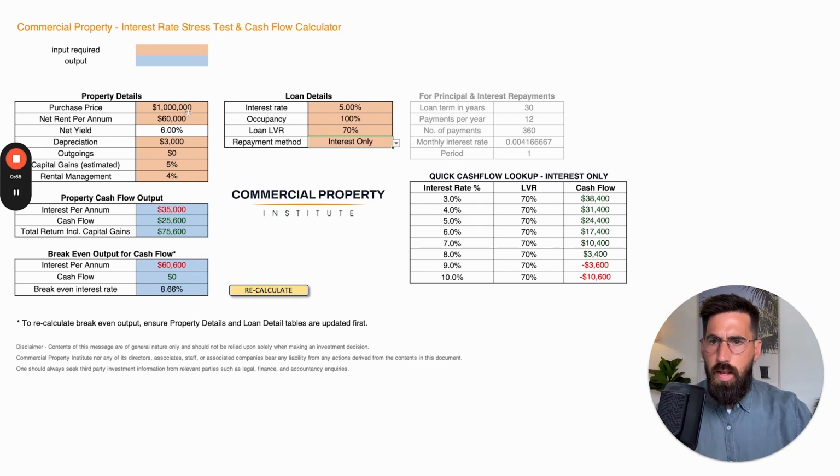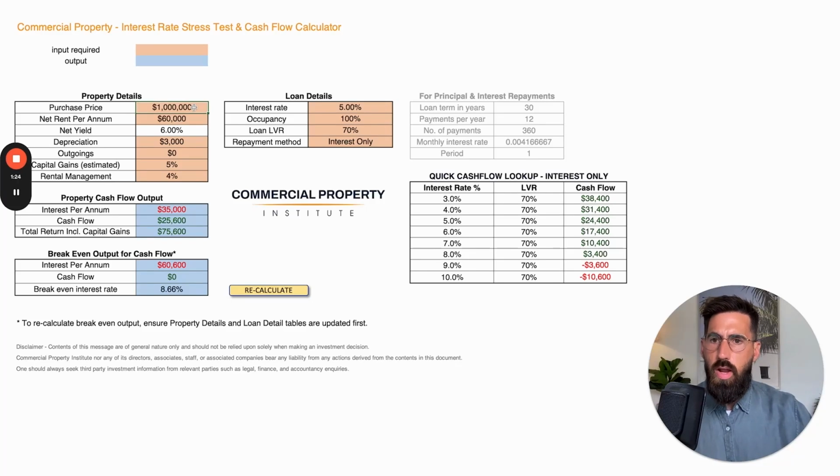So let's just go through. You can change basically, let's just say, a 6.5% net return. They'd put $65,000 in there, but let's stick with $60,000 net rent. Press recalculate whenever you change any of these and it'll automatically calculate for the new values.